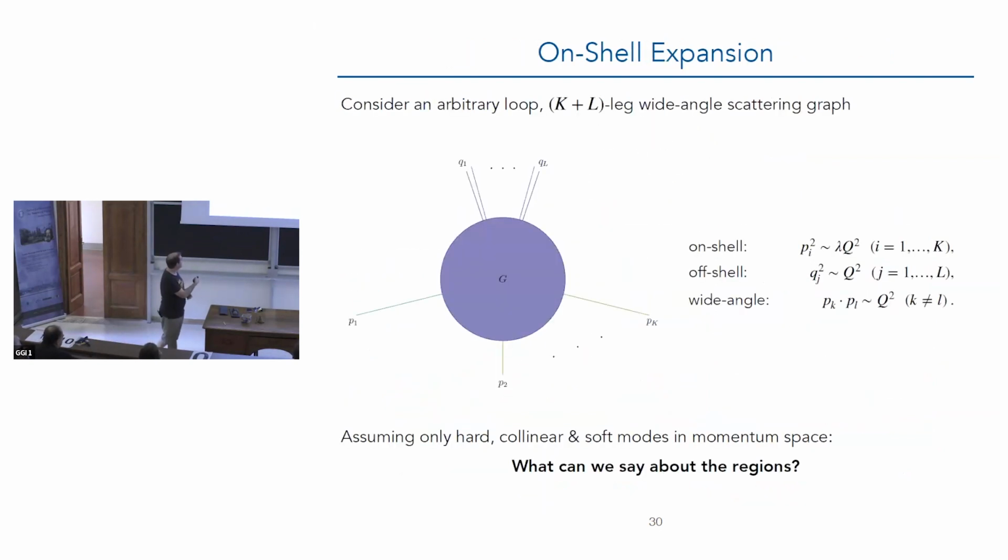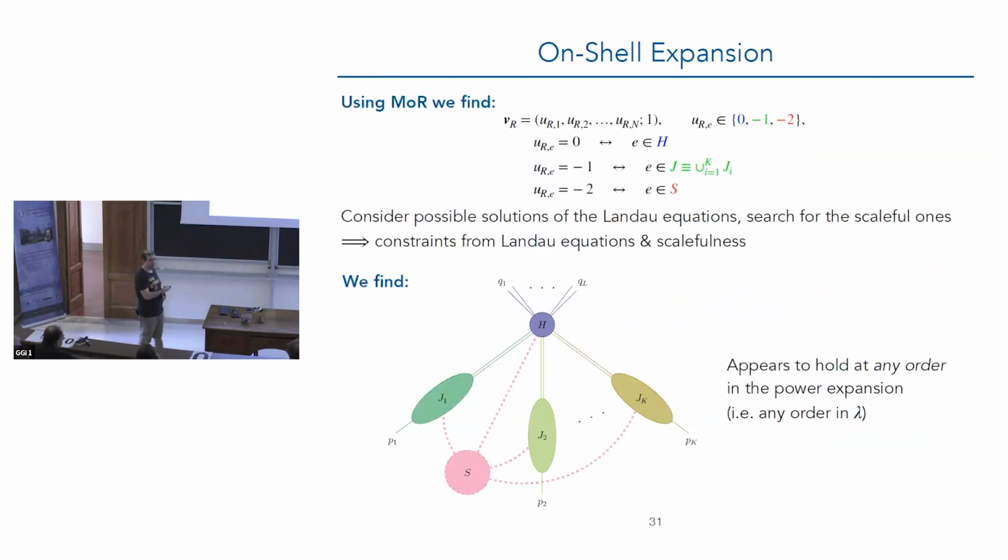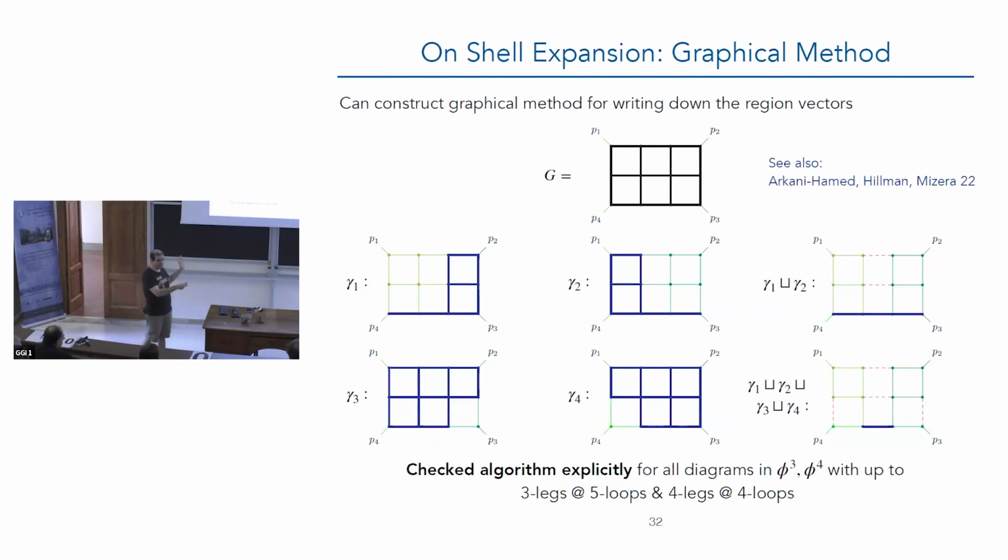Yeah. I mean, it needs to be compatible with this, right? And so with this set of rules, you can build up all possible graphs that are compatible, and then you can use the Newton polytope, write down the region vectors, and just validate that you indeed did get the correct thing. And so we did this for 3 legs at 5 loops, 4 legs at 4 loops, and then also this diagram. It really seems to work. Okay, thanks.